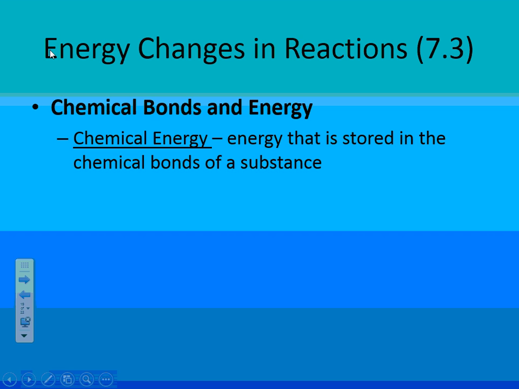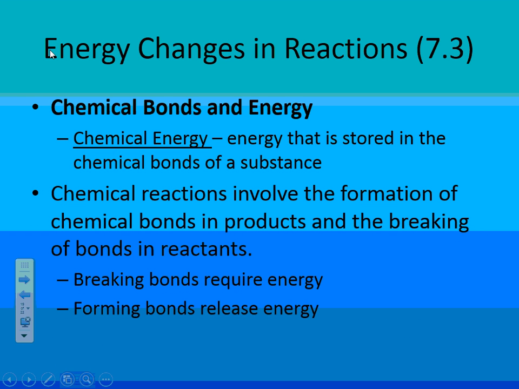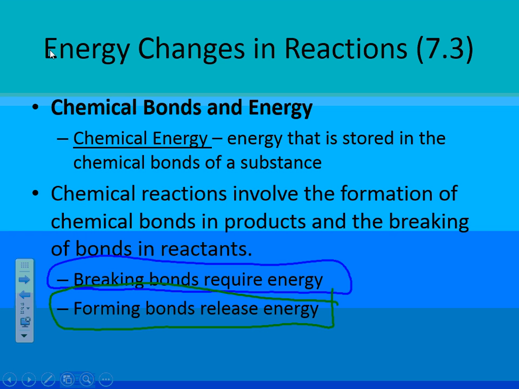So remember, there are 5, 10 different types of energy, and one of them is chemical energy, which is stored by chemical bonds. Now, the big thing I want you to get down is that when we talk about chemical bonds and things reacting, two things take place. Breaking bonds requires energy, and forming bonds releases energy.